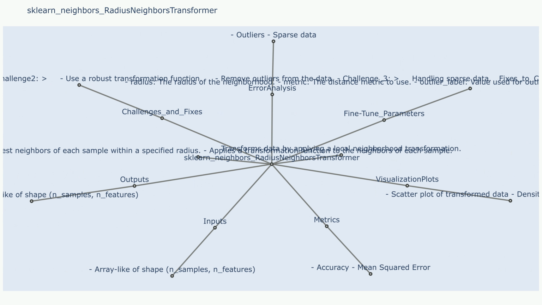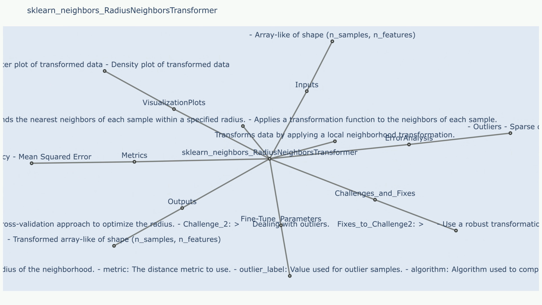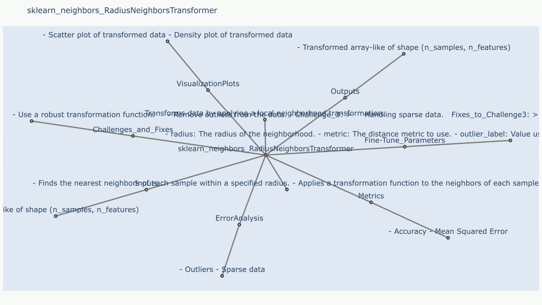Weights. This parameter specifies the weighing scheme used for calculating the weighted average of neighbors. Uniform assigns equal weights to all neighbors. Distance assigns weights inversely proportional to the distance from the target sample. Uncertainty methods. Confidence intervals. Confidence intervals can be estimated for the transformed data based on uncertainty in the neighbor selection process.